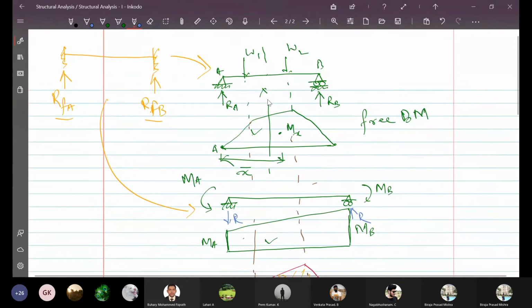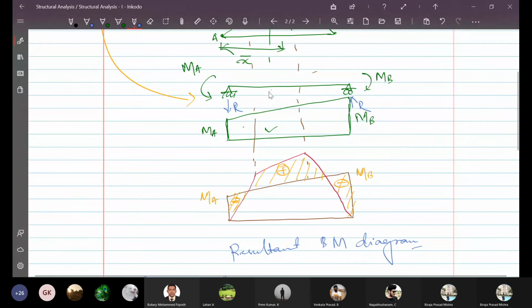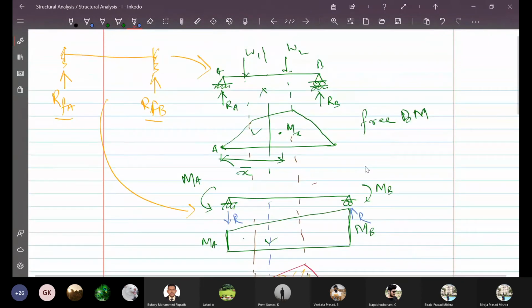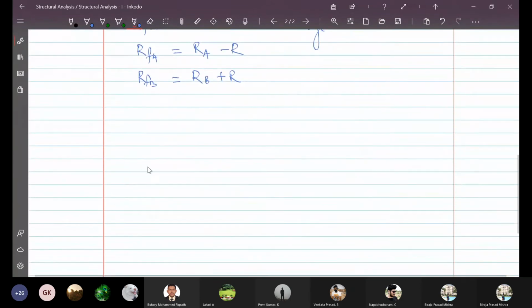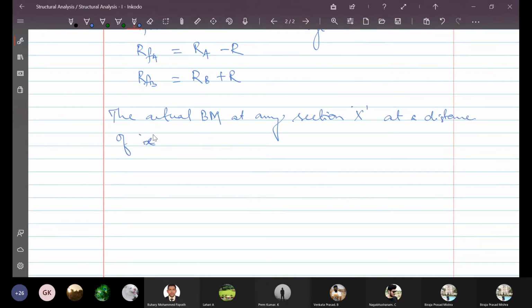Okay, now if I take any section on this free bending moment diagram and this fixed bending moment diagram, can I have this equation? So you can write the actual bending moment at any section x at a distance of x from the support A.